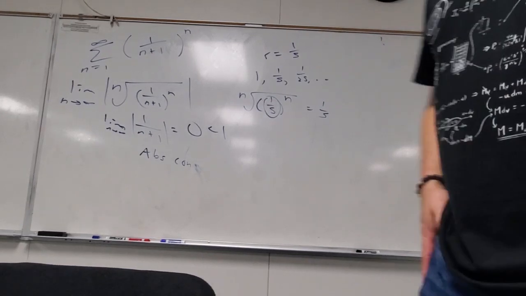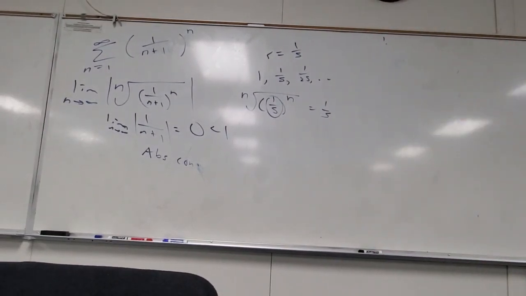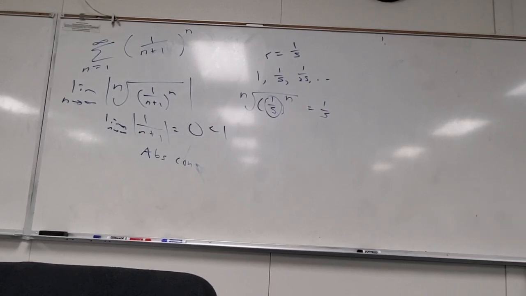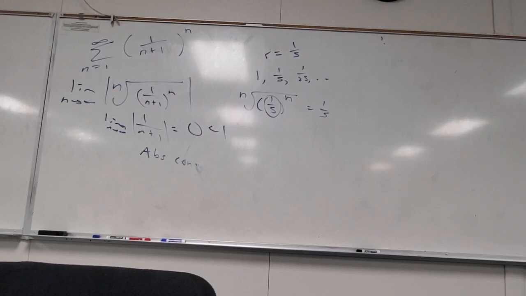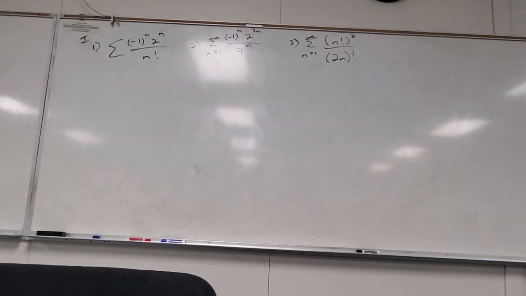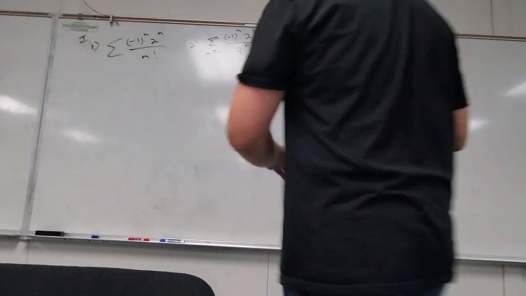By the way, if you see a -1 to the n, why does that not bother you at all? Because what's the very first thing you do in these 2 tests? You take the absolute value. So that just basically disappears, right? We'll do the last 2 next time.